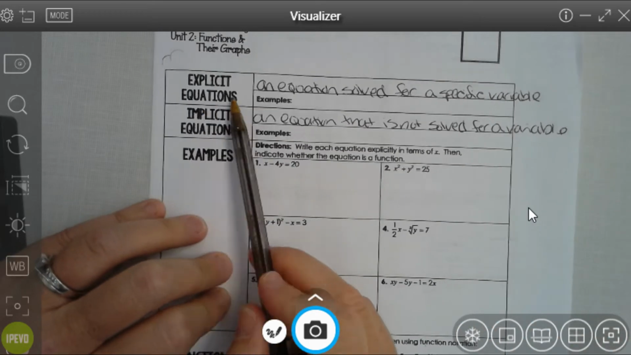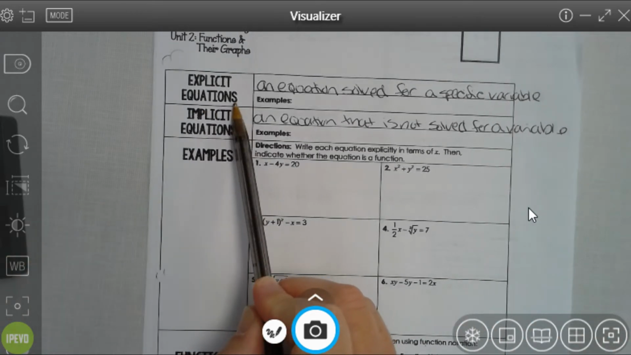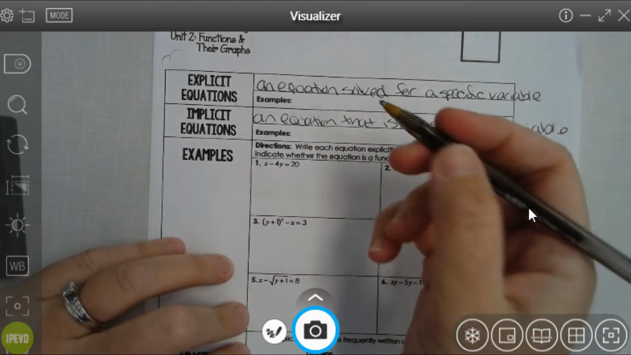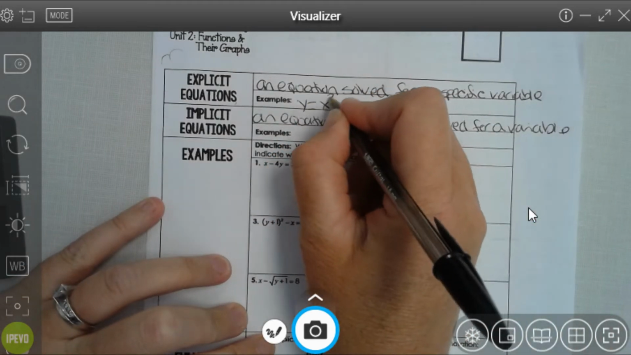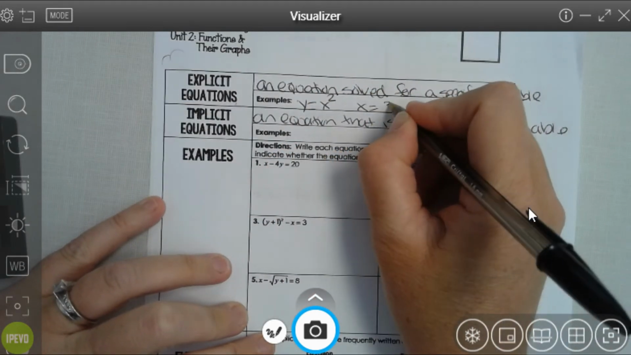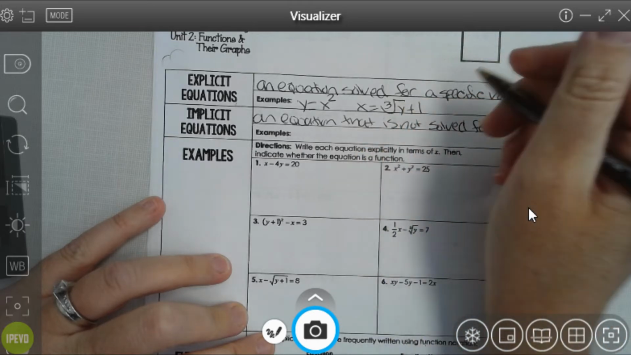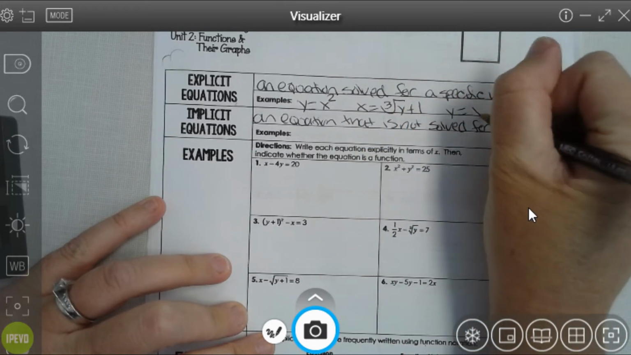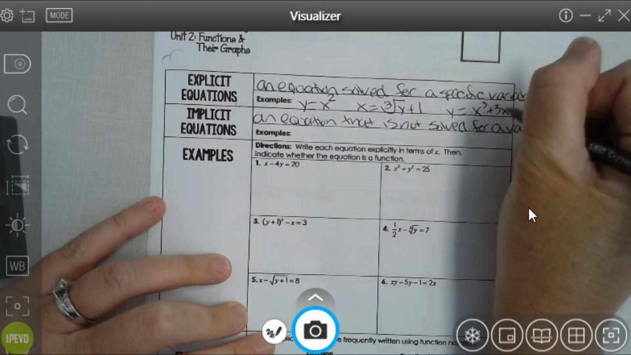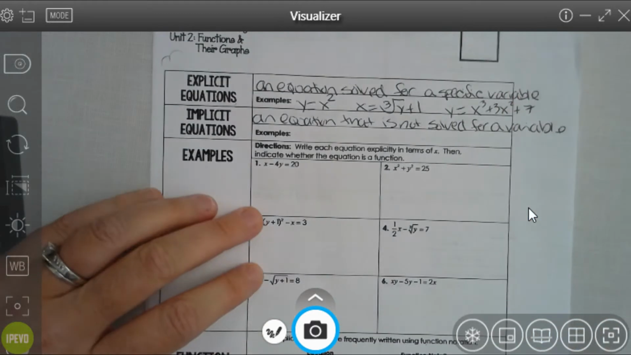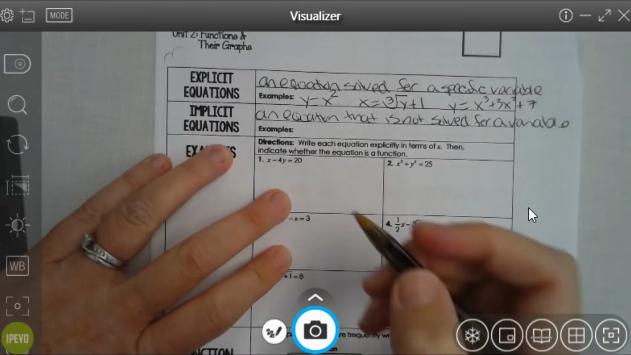So an explicit equation, we say, is an equation that's solved for a specific variable. So that could be like y equals x squared, x equals the cube root of y plus 1, y equals x cubed plus 3x squared plus 7 or something. An implicit formula is one that is not solved.